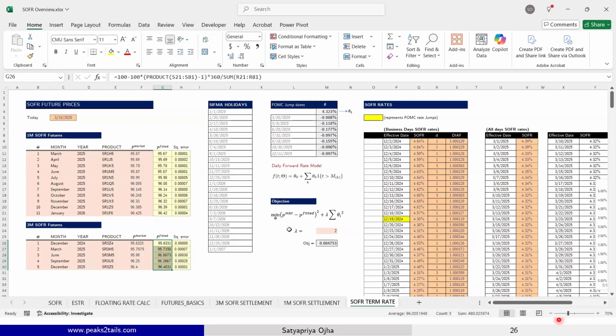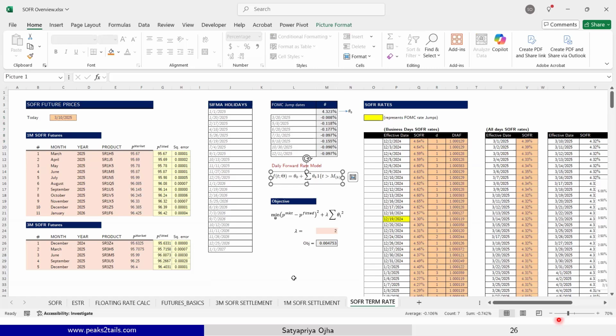And then take the difference, minimize square error. The solver will give me the values for these jumps. And my model is complete. I have a fully calibrated forward model. I have an expectation of the future SOFR rates that will be published.